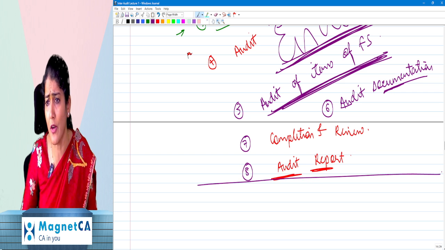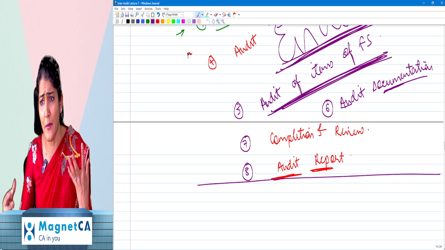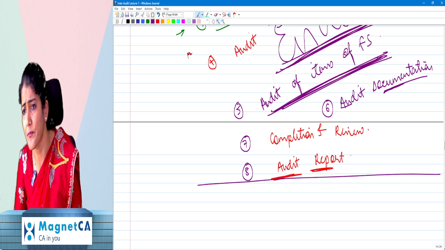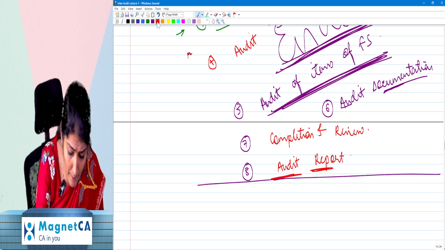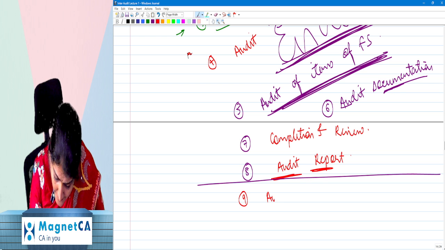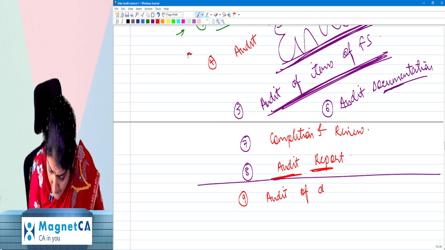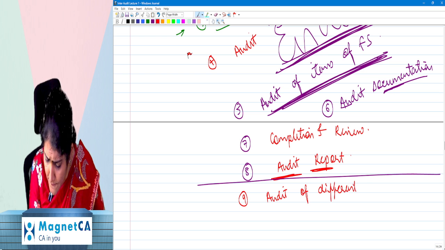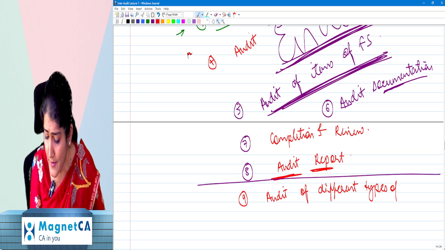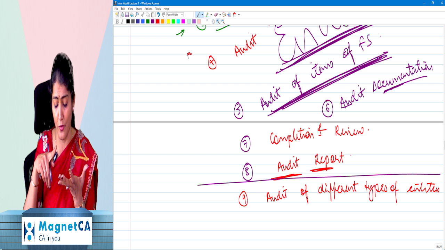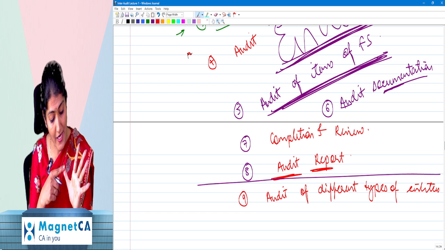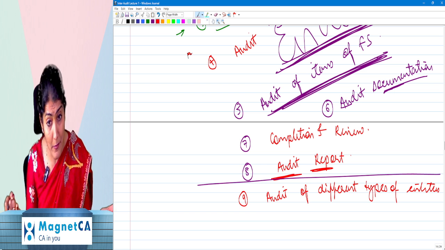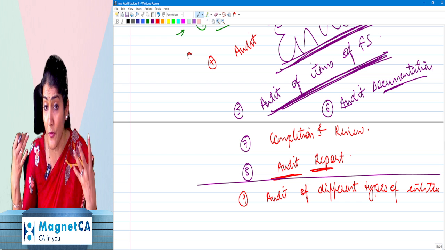Then generally we talk about an audit of the entity. But apart from just an entity, we can specifically put it into the audit of the special features of the different types of entities, wherein we'll be talking about the audit of the hospital, audit of the hotel, audit of a school, college, university, audit of an NGO, audit of a charitable institution, audit of an LLP, audit of a trust, audit of a society, right?